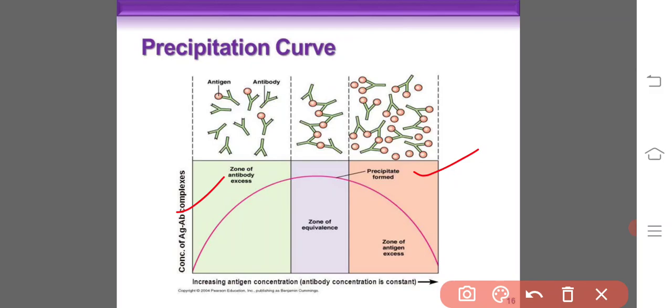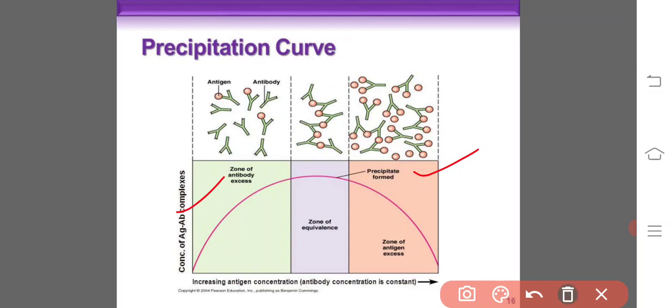The amount of precipitate formed is dependent on the proportions of the reactant antigens and antibodies. The correct proportions of the reaction result in maximal formation of the precipitate. Excess of antigen and antibody results in soluble complexes.